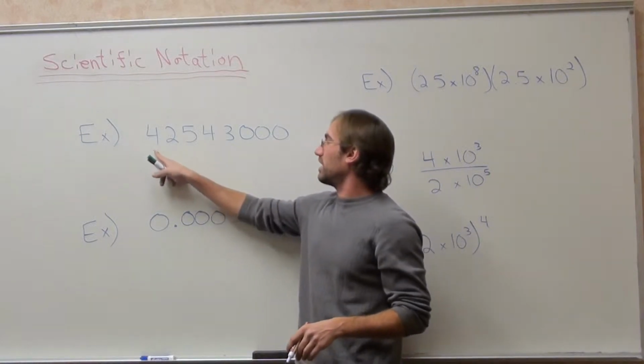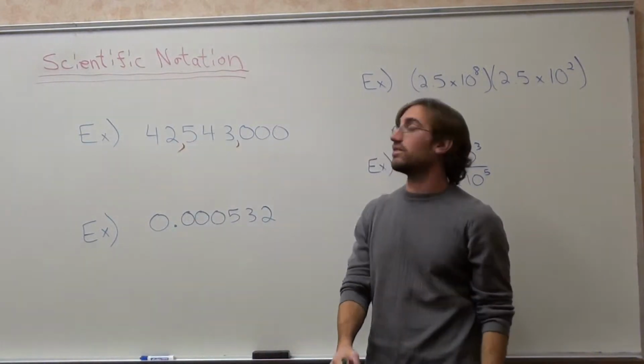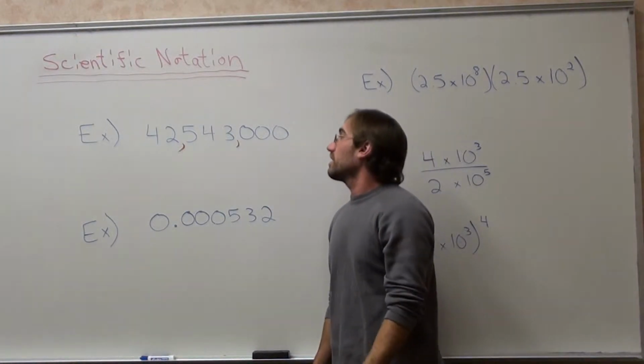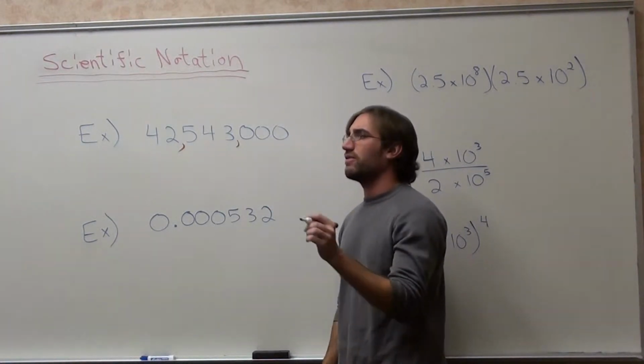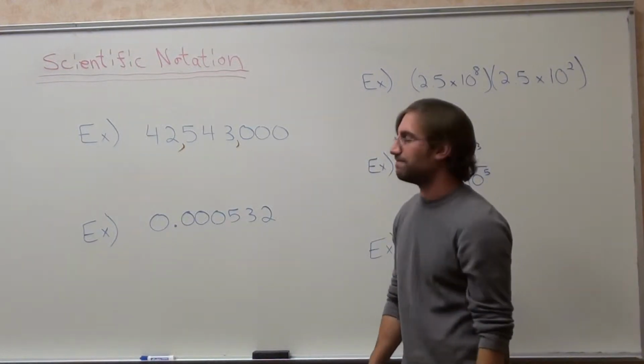So I've got this number right here, 42,553,000, and I want to turn this into a problem in scientific notation.